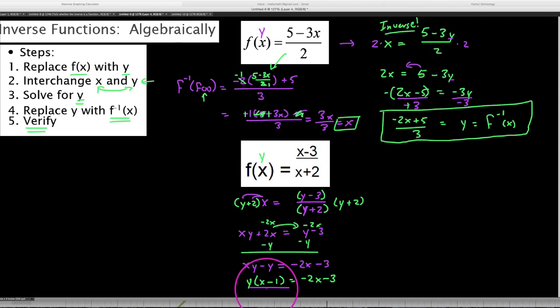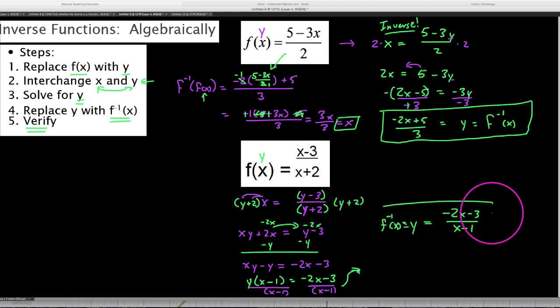Then we're going to divide both sides by x minus 1. You can see that this is effective in isolating the y. So what we discover is that y is equal to negative 2x minus 3, all over x minus 1. And again, what we want to say at this point is that y right there is really f inverse of x. So here's our inverse function. To verify this, we could do this graphically and algebraically.